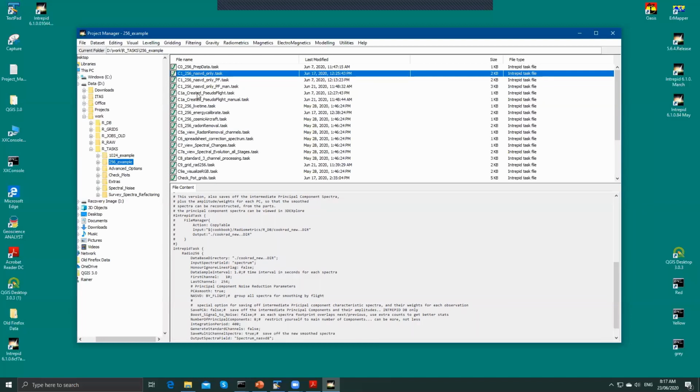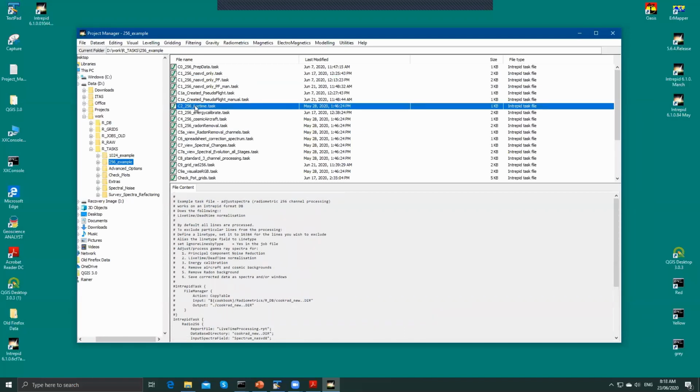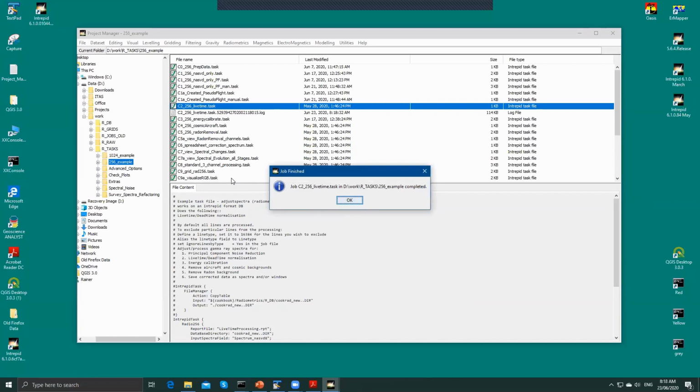So we did that. We don't want the pseudo flight, we just want to create for live time. The system records 950 milliseconds per second, so we have to blow it up to 1 second so that we can compare it. It's a very simple task, so I'd suggest that we just run that. C2256 lifetime.task, we just run the task file, because there's nothing you have to input really. So it's a quick one, and it's done.